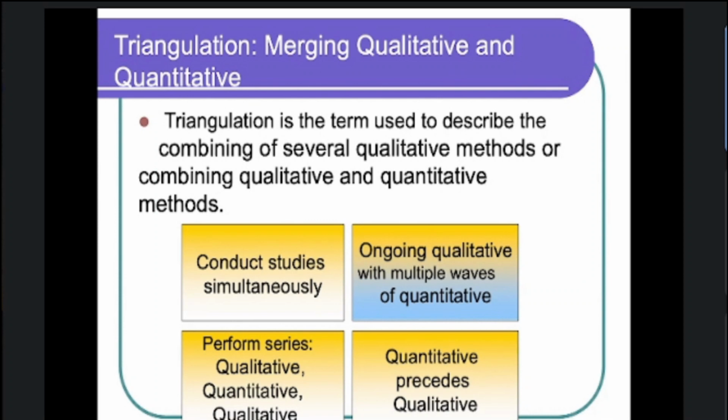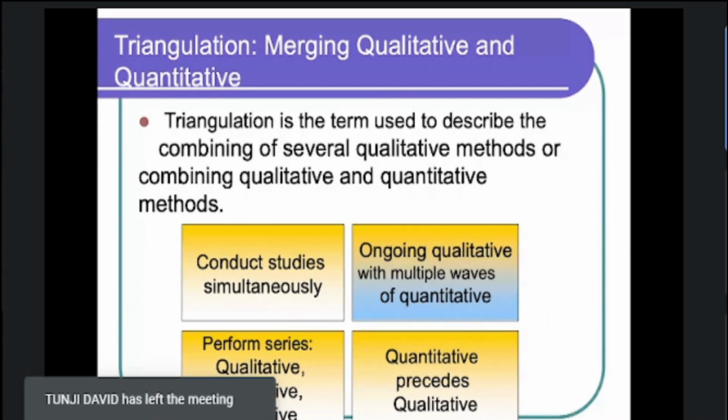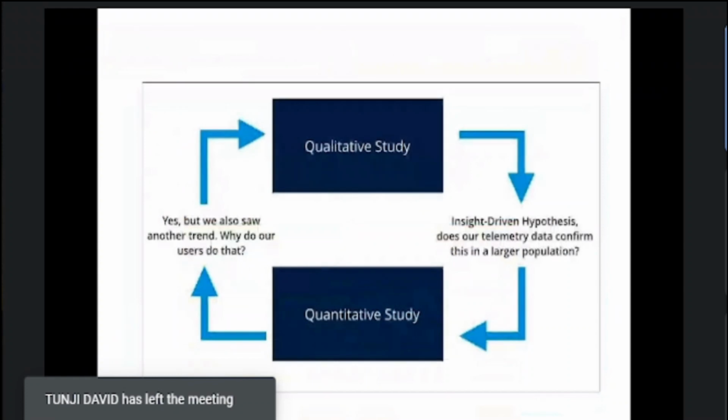Personally, I recommend that if you are doing a quantitative study, keep a small portion of qualitative. If you are doing a qualitative study, keep a small portion of quantitative research. That helps you a lot. So remember, if you are following positivism, you are going for quantitative. If you are following constructivism, you are going for qualitative. You have to remember that. This is actually the way we do research.